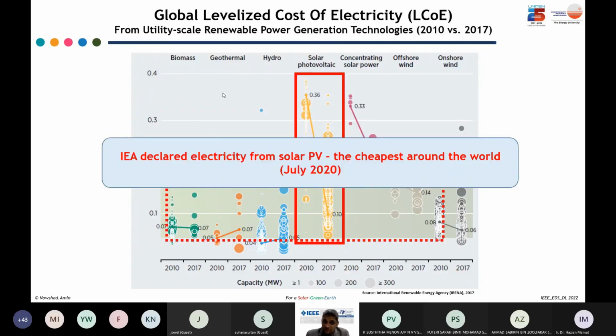And just to show here, the solar electricity price has reduced tremendously in the last 10 years. It was 0.36 US cent per kilowatt hour. Now it is around 0.1 US cent per kilowatt hour. So in the last 10 years, the solar price has changed drastically, and the IEA, International Energy Agency, has declared that solar PV electricity is the cheapest among all others, for example biomass, geothermal, hydro, etc., or neck and neck in other senses.